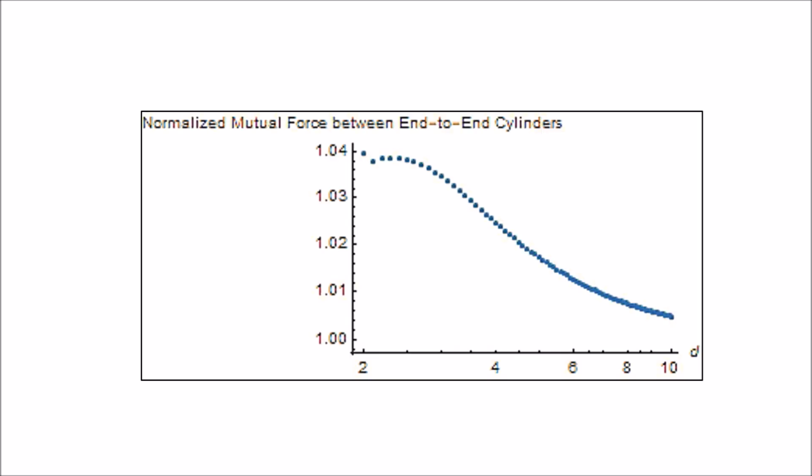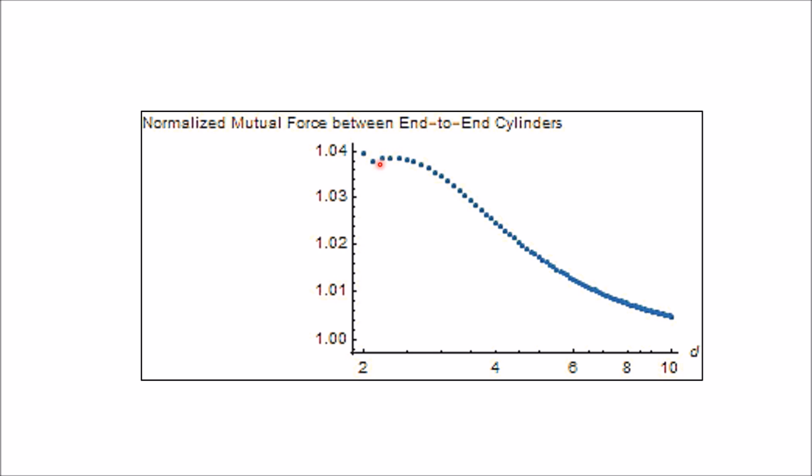Now, I also looked at cylinders. These are cylinders whose lengths are the same as their diameters, and I put them end to end. And again, as before, I took the general model and calculated the force and divided it by the force given by the inverse square law. In this case, you see it's quite smooth.